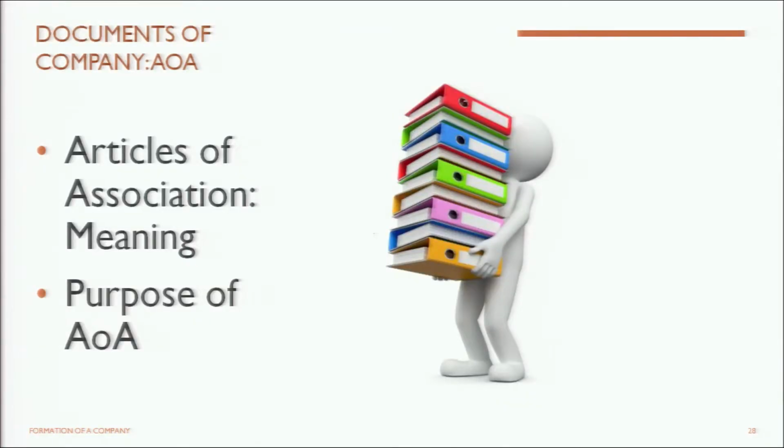So in the first part of this topic, formation of a company, we talked about the promoter and one of the important documents of the company known as the Memorandum of Association. We also discussed the content of the Memorandum of Association. Now in part 2, we begin with the second document of the company, which is known as Articles of Association.